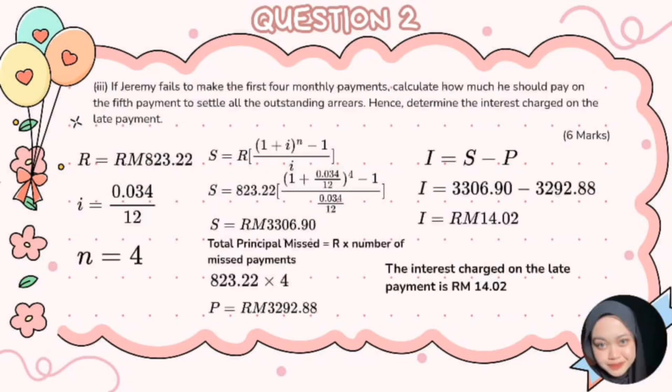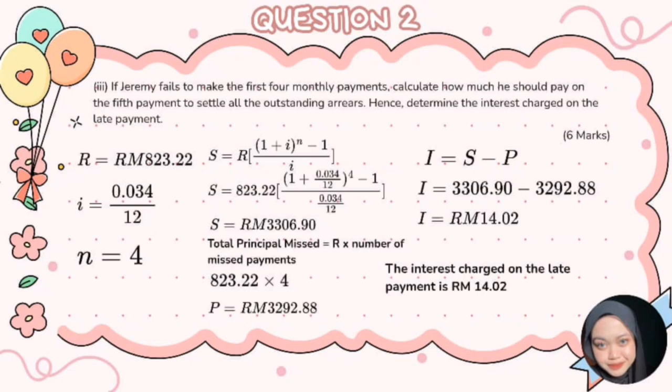Question 2, Roman 3. If Jeremy fails to make the first 4 monthly payments, calculate how much he should pay on the 5th payment to settle all the outstanding arrears. Hence, determine the interest charge on the late payment. R equals RM823.22. I equals 0.034 over 12. N equals 4. As the formula is S equals R times (1 + i)^n minus 1 per i. So S equals 823.22 times (1 + 0.034/12)^4 minus 1 per 0.034/12. So S equals RM3,306.90.